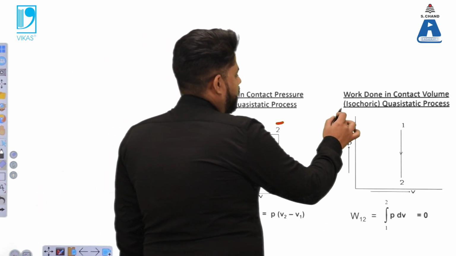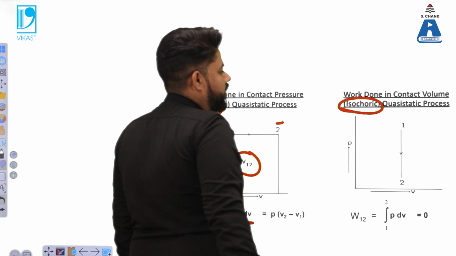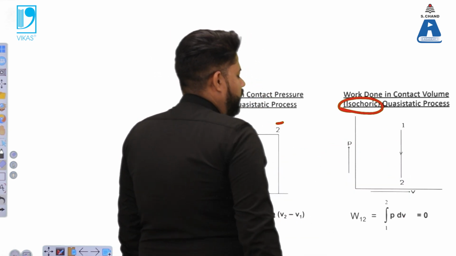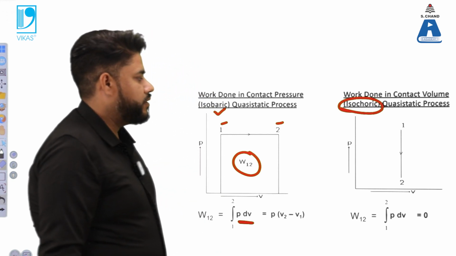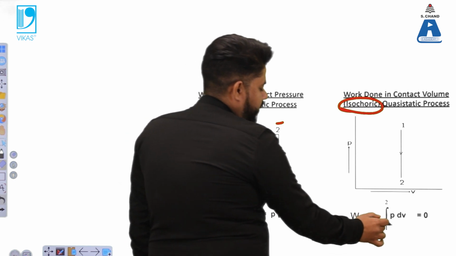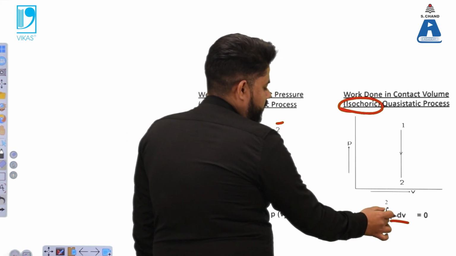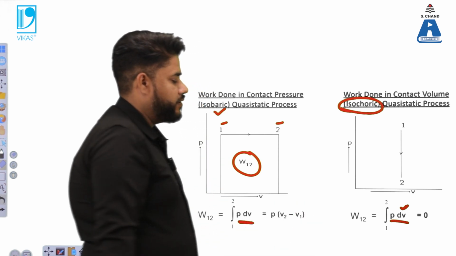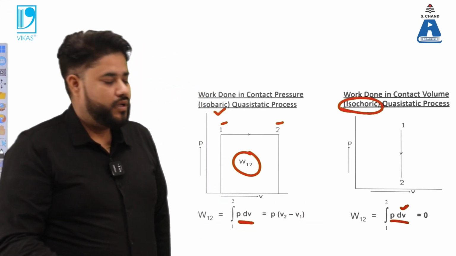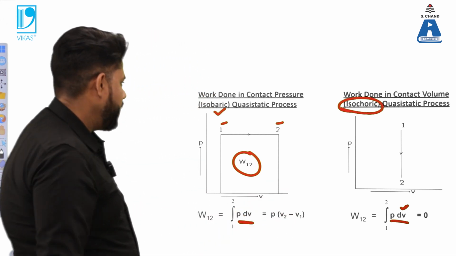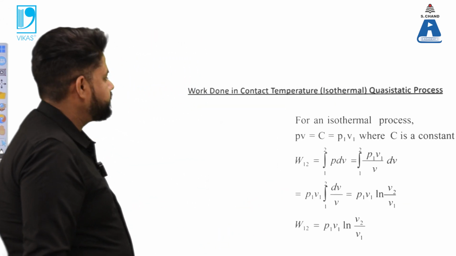The second case is for the isochoric process. For the isochoric process, the volume remains constant. So this indicates a straight line. So PdV is there, but when the volume is constant, the derivative of this is 0. So you will get the area which is 0. So 0 area is there for the isochoric process.